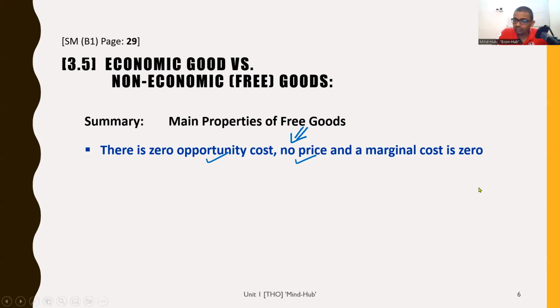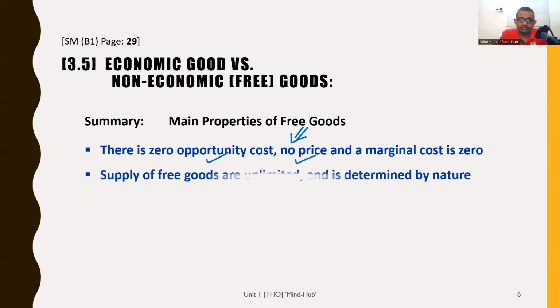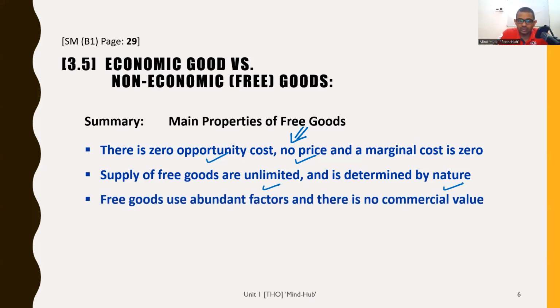Marginal cost is also zero for non-economic goods. Then we say supply of free good is unlimited, and the supply is determined by nature. Naturally supplied, it's not determined by humans. Free goods use abundant factors. Abundant factors meaning unlimited resources, and there is no commercial value.